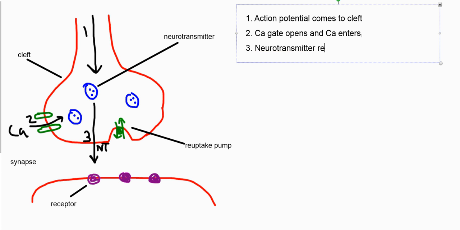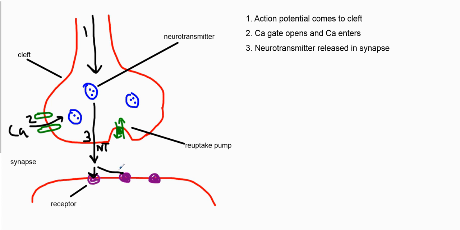released in the synapse. So this neurotransmitter then diffuses slowly across it, and then it makes contact on the other side there with a receptor. Now this is the postsynaptic neuron, right? So it makes contact with these receptors over here. And when it makes contact with those receptors, something happens.